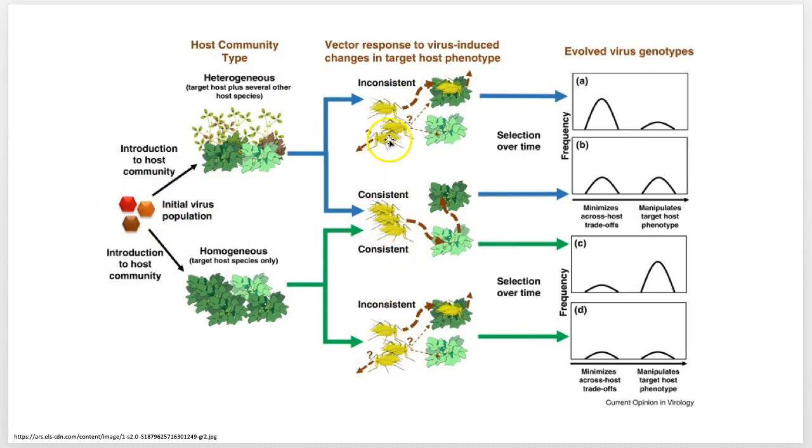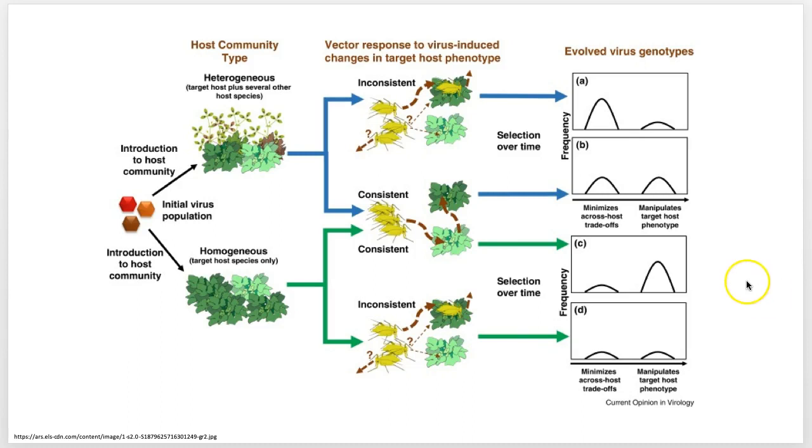We're going to talk about vectors in a minute. And then how does it actually evolve as far as genotypes go? It depends on what kind of selective pressure is being applied. So the community is applying a selective pressure onto the virus, and the virus is applying a selective pressure onto the community. This one's specifically talking about the virus being able to either manipulate the target host or minimize the cross-host trade-off.